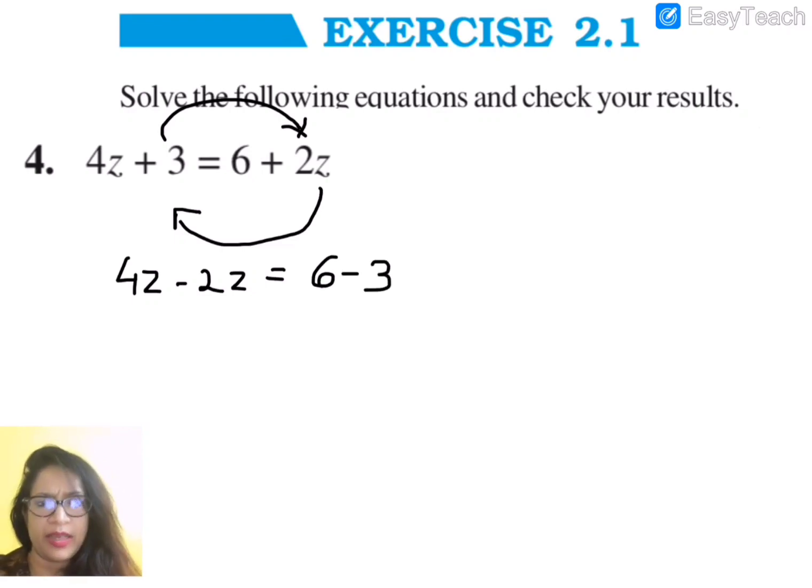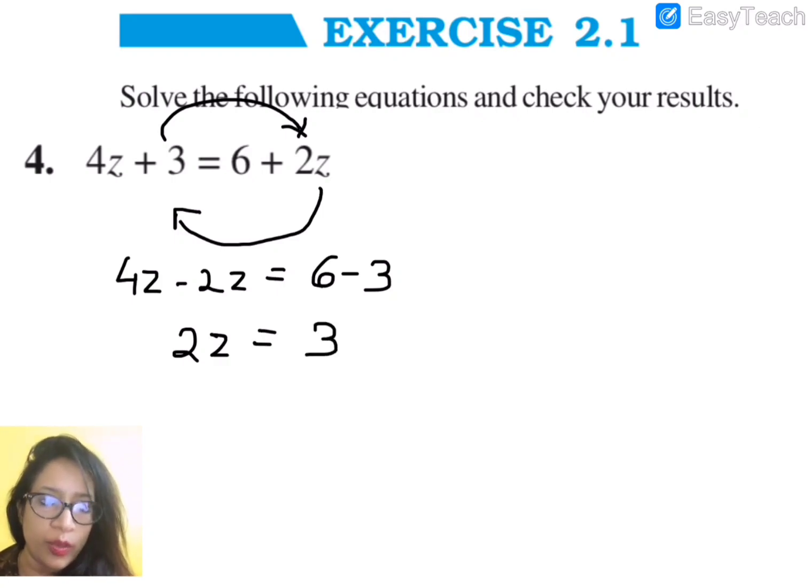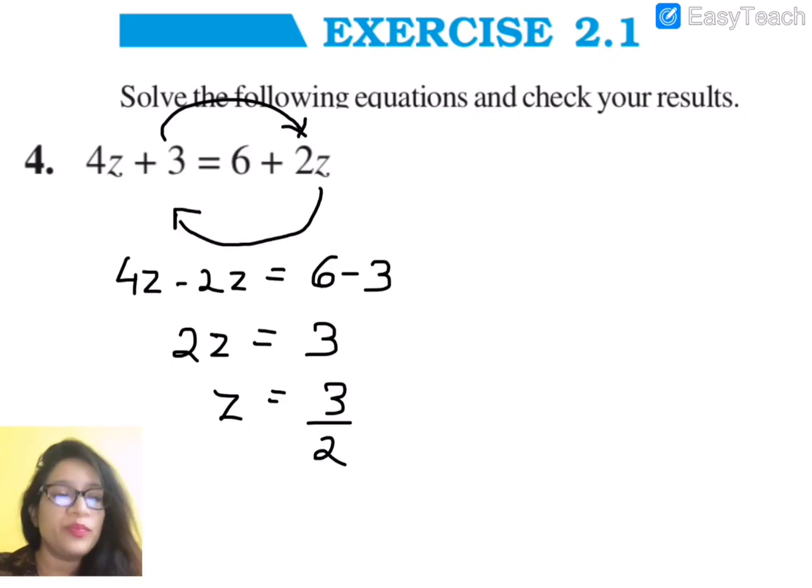So what is 4z minus 2z? 4 minus 2 is 2. So it will be 2z is equal to 3. What is z equal to? It is equal to 3 by 2. Yippee! Fourth numerical is solved.